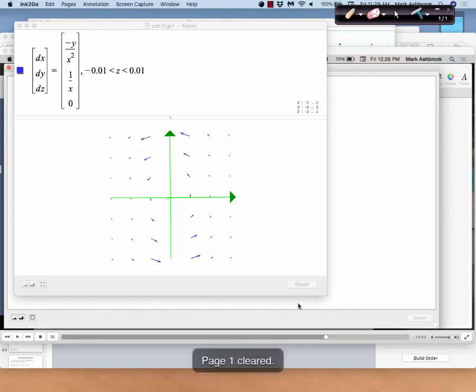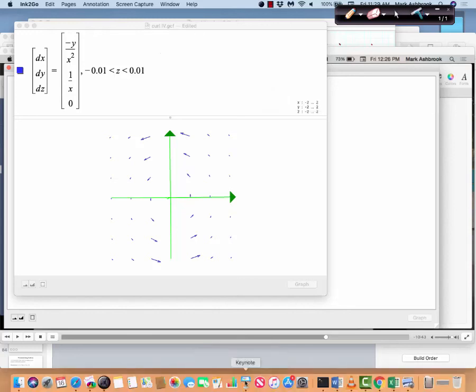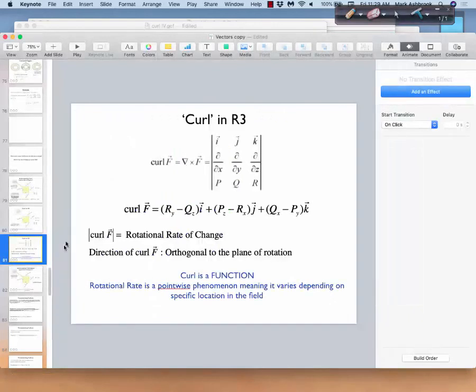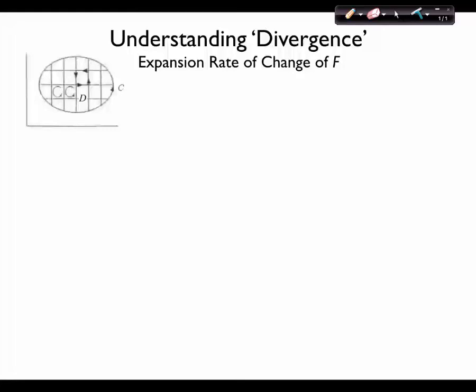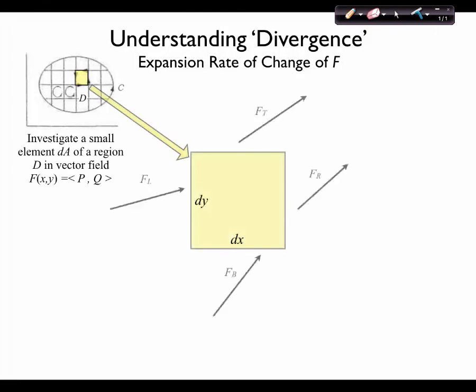Okay, so let's talk about the other kind of rate of change of a vector field, which is called divergence. Divergence is a rate of change that deals with expansion or contraction at every point. So this is a lot easier. We're going to do the same thing. We're going to blow up our little element.